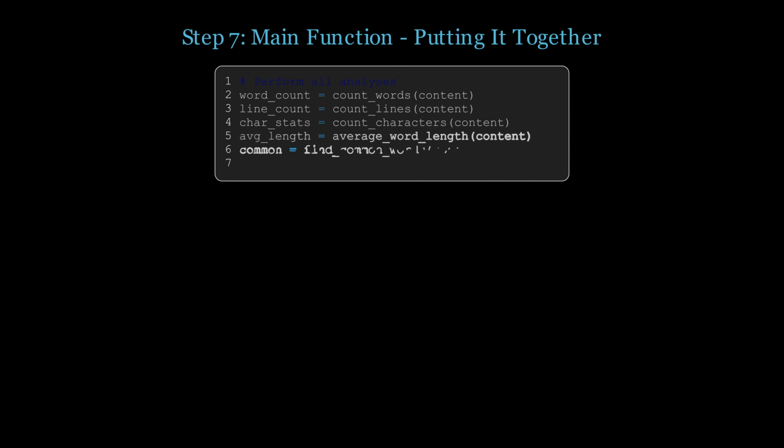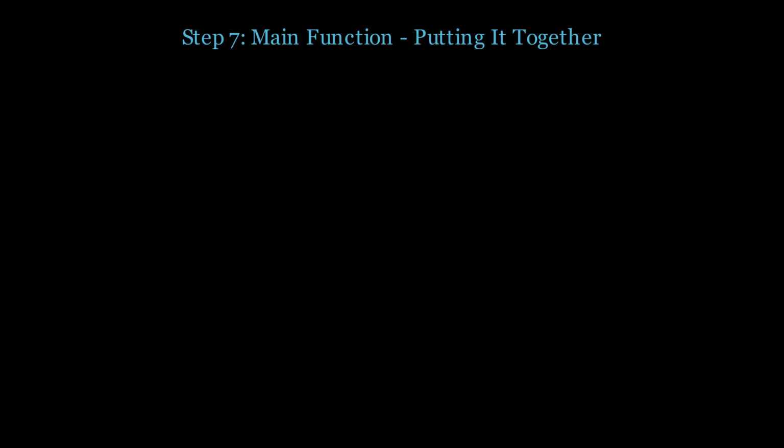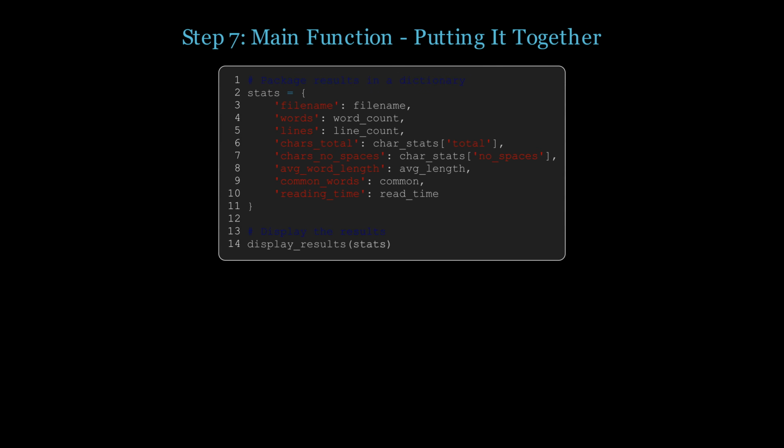We call each analysis function and collect results. This modular approach makes the code clean and maintainable. Each function has a single responsibility and returns specific data. We package all results into a dictionary for organized data passing. This structure makes it easy to add new statistics later. Finally, we pass the complete stats dictionary to our display function for beautiful output.